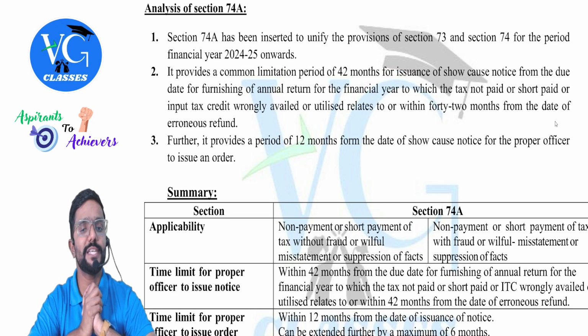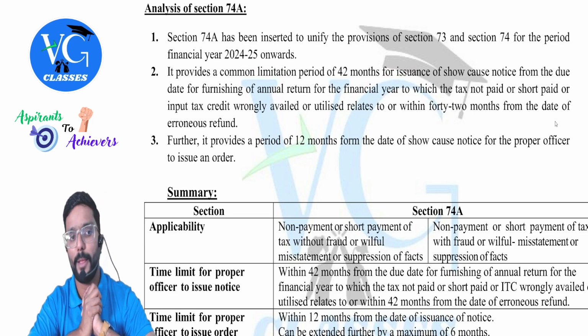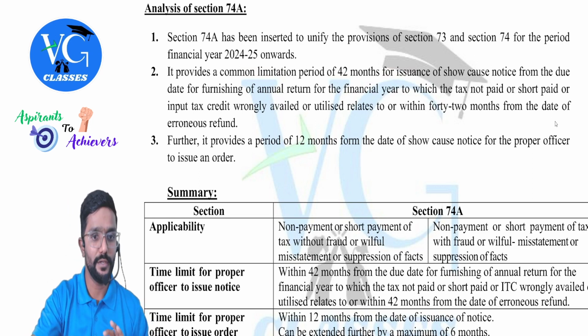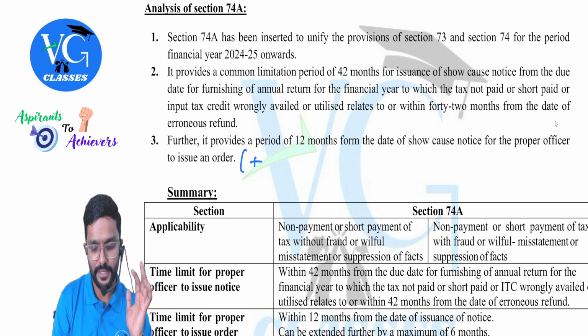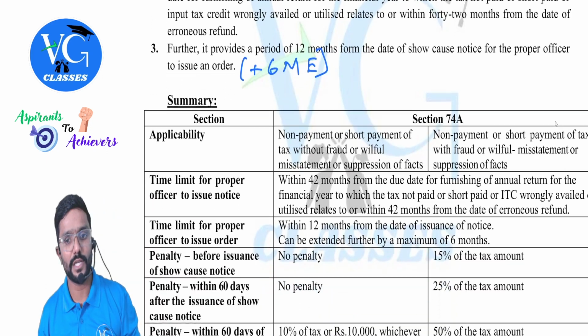It provides a common limitation period of 42 months for issuance of show cause notice from the due date for furnishing of annual return for the financial year to which the tax not paid, short paid, or input tax wrongly availed or utilized relates to, or within 42 months from the date of erroneous refund. Further, it provides a period of 12 months from the date of show cause notice for the proper officer to issue an order, plus 6 more months extension, if required, not always.